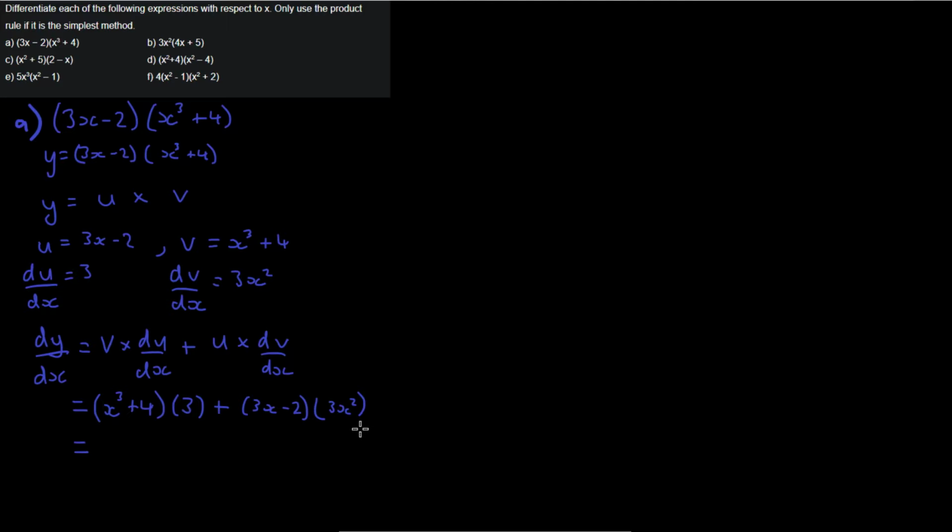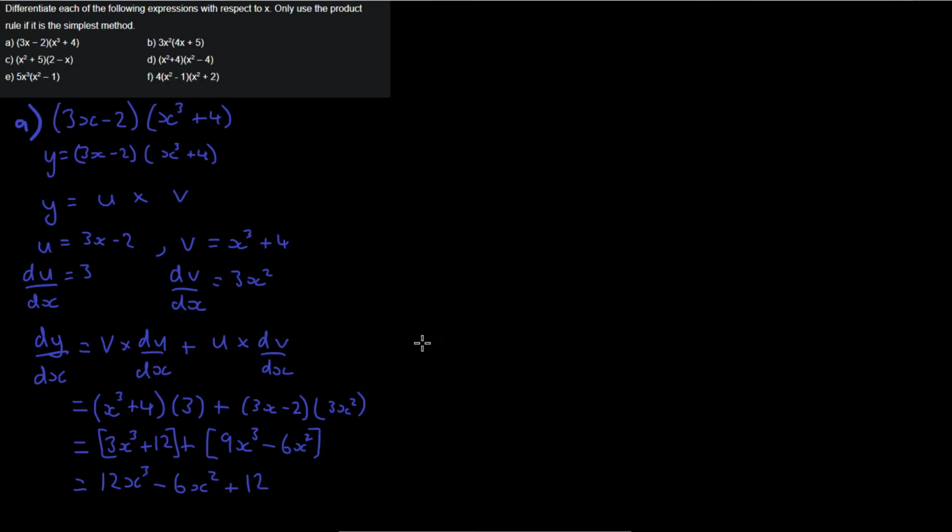We can expand the brackets and simplify it. So this will become 3x cubed plus 12. And I'll just put a square bracket around that first term just to remind myself I've expanded those first two brackets there. And then another square bracket around these on the right. So the first term will be 9x cubed minus 6x squared. And we can fairly comfortably just gather like terms. So we've got 12x cubed minus 6x squared plus 12.